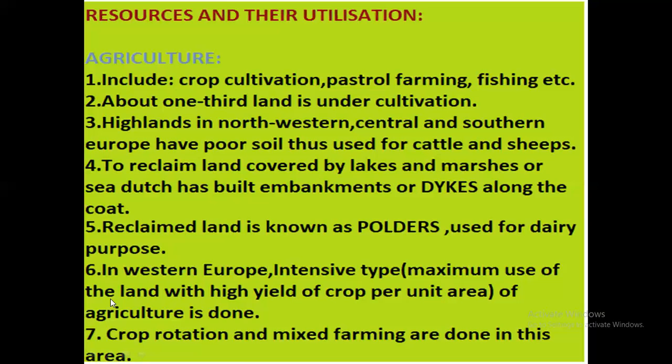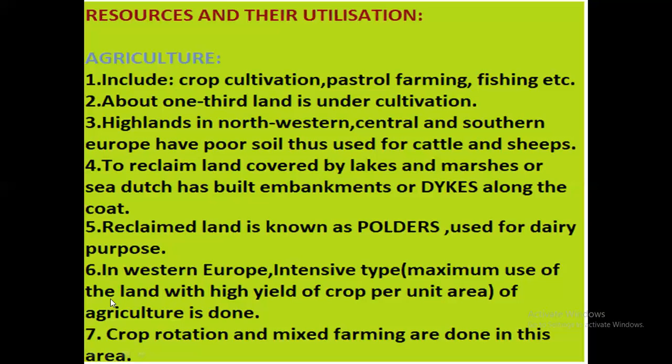The second thing is mixed farming. Mixed farming means growing more than one crop or one type of plant in the same field at the same time. This is done so that along with those crops, animals can also be reared. Cattle can also be reared at the same time. Crop rotation and mixed farming are the practices basically done in this area as well.